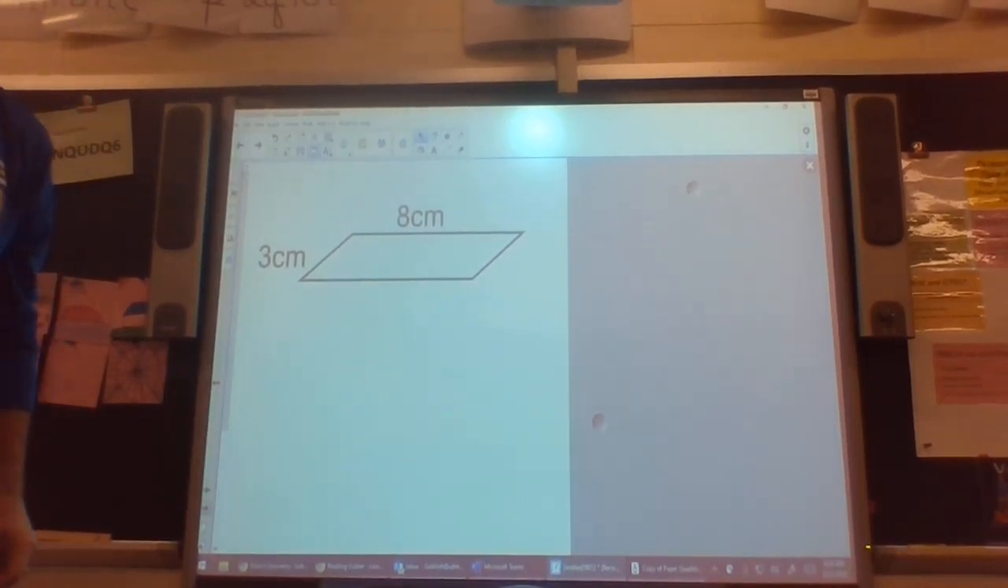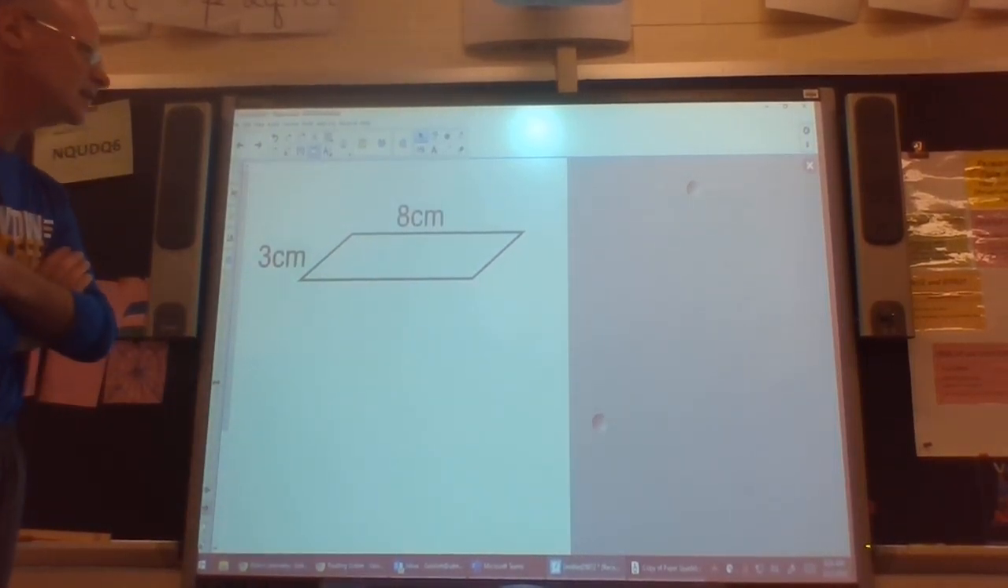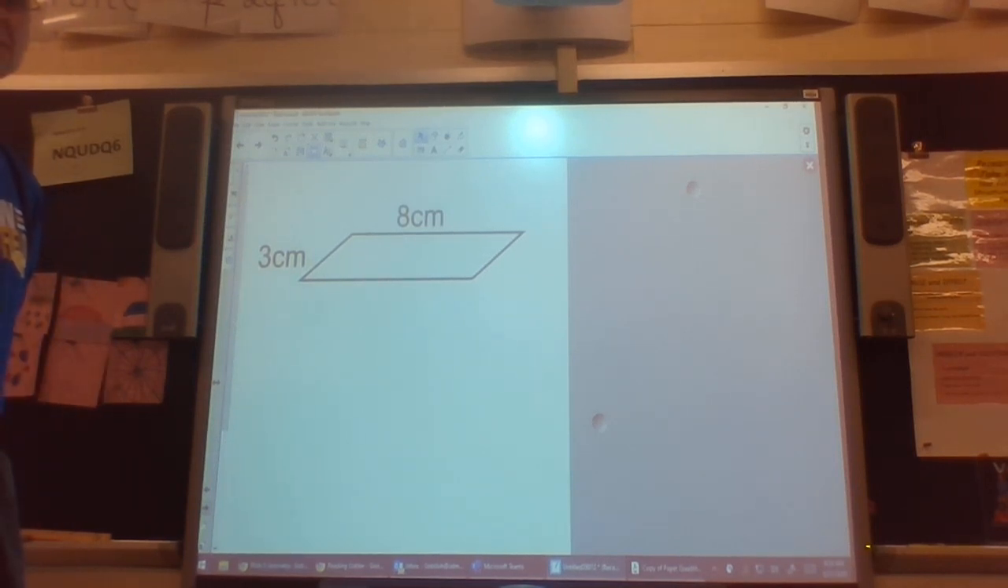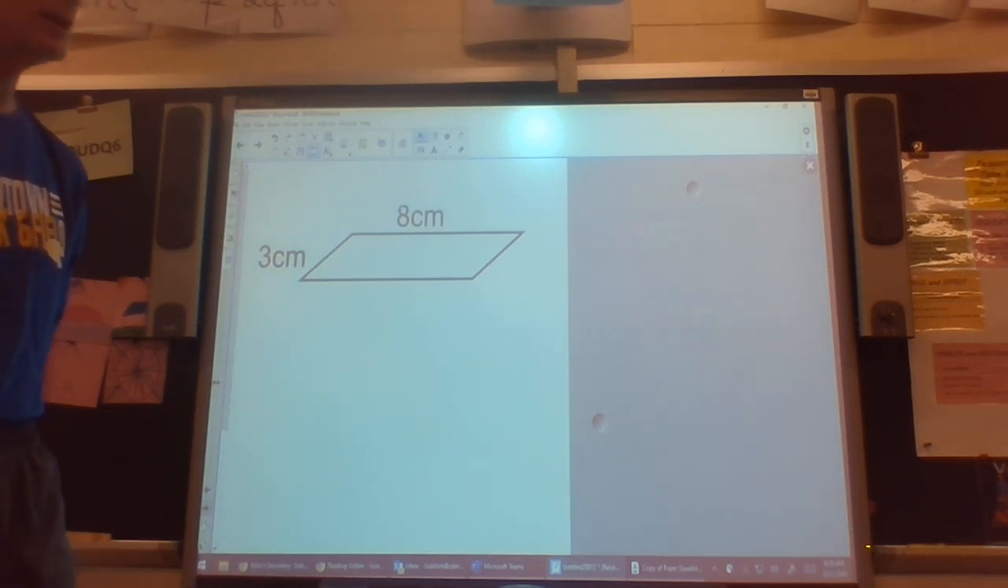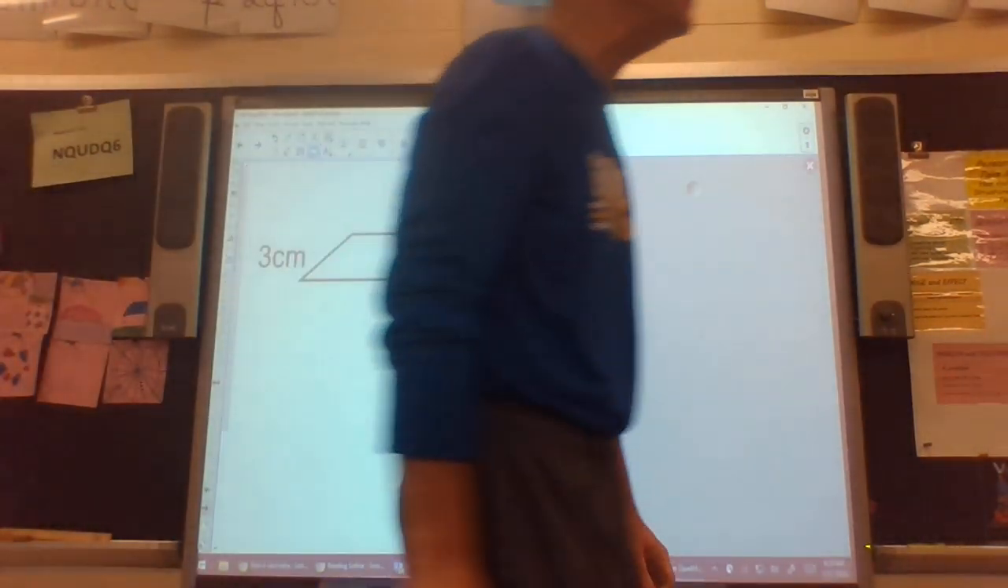Now, this problem might look a little different for you, but it's actually really not any different. I'm figuring out perimeter, so I'm still just figuring out the distance around the outside. This is not a rectangle. It's a parallelogram. You should still be able to do the same thing. You try to figure it out, and I'll go over onto my computer and work on it for a second, and we'll see if we get the same answer.